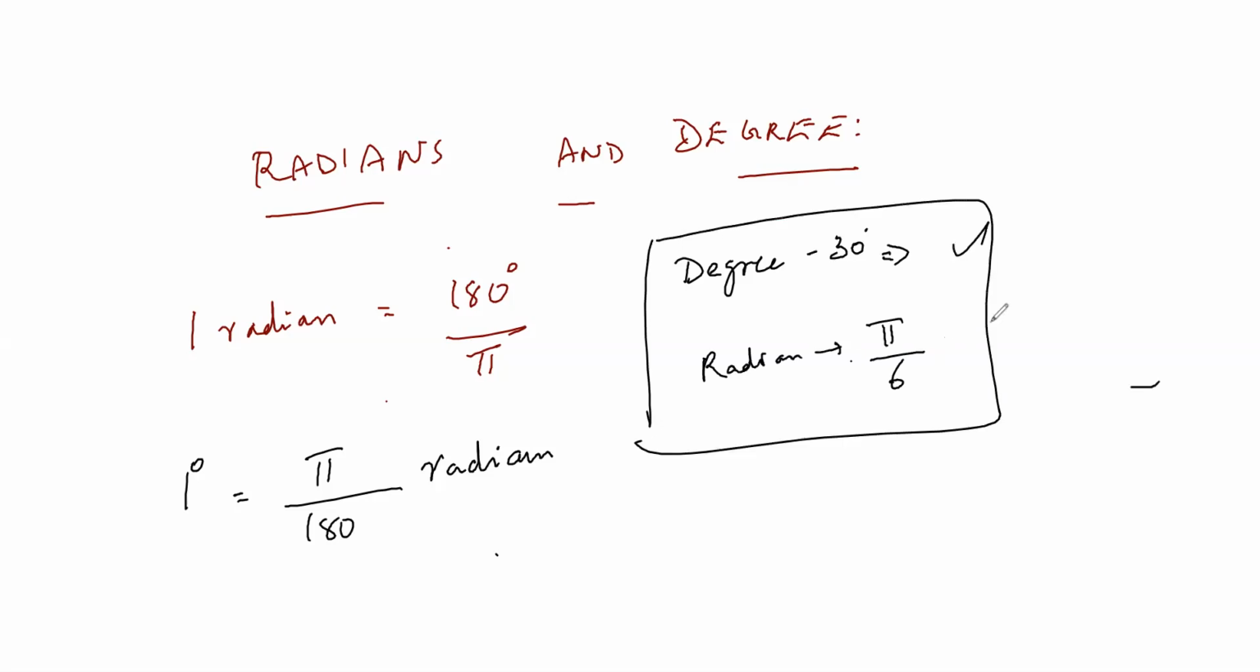For us, this is important, whereas 1 radian equal to 180 by pi is not that important. Radian to degree is 180 by pi. Degree to radian is what? Pi by 180. So let's solve one problem, then you will be able to clearly understand the same.